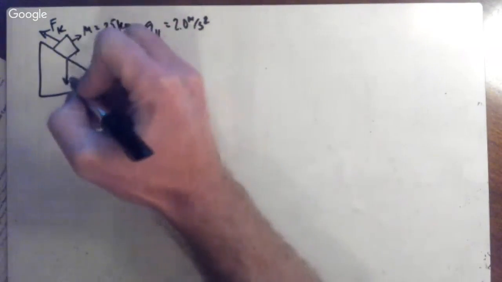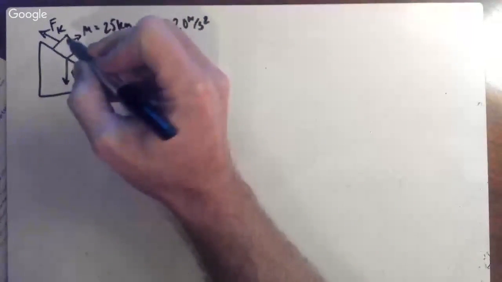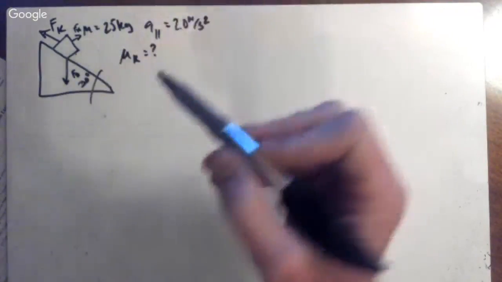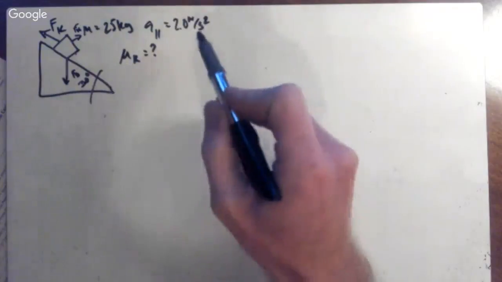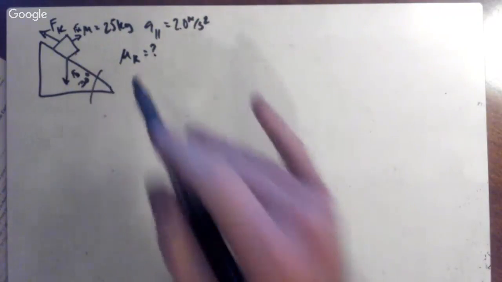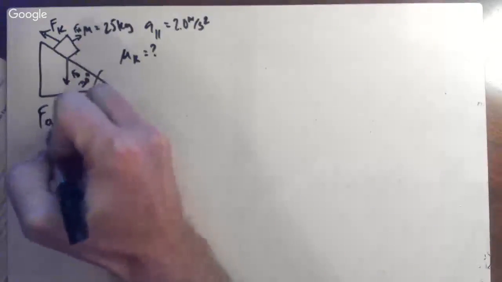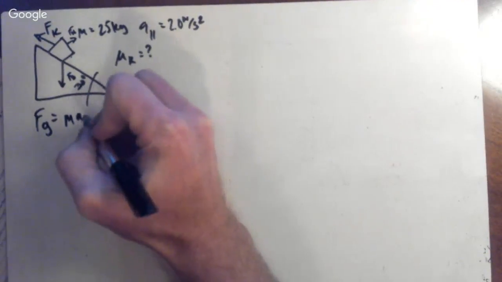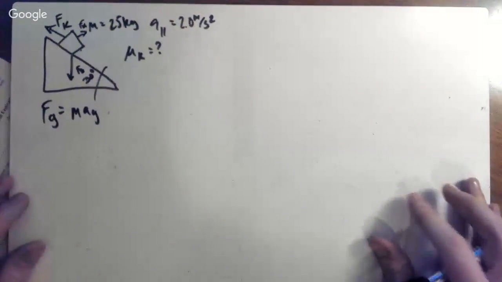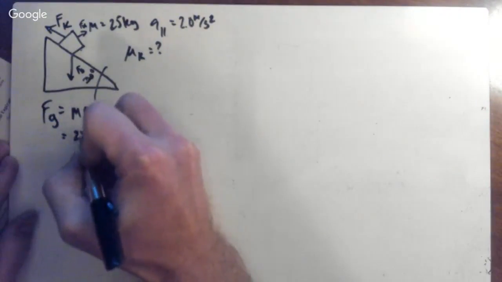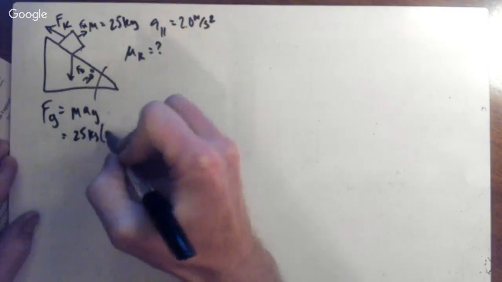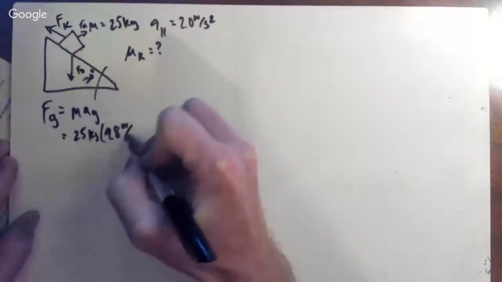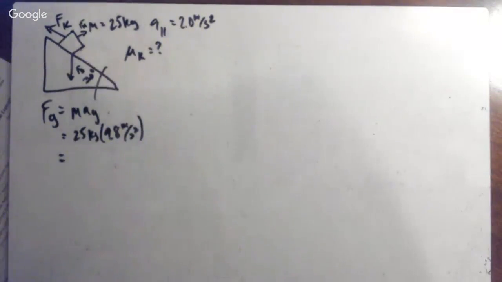So we have our incline block. We are drawing in our free body diagram. That's Fg. We have F normal, and we have mass, acceleration down the block, mu k, and our angle. So let's get started. We're going to start with calculating our Fg. That's just our mass times our acceleration due to gravity. So 25 kilograms times 9.8 meters per second squared equals.